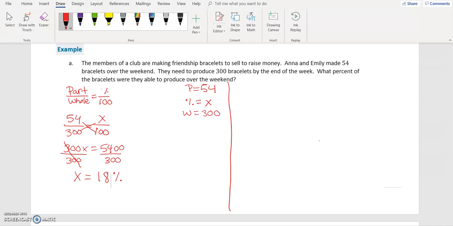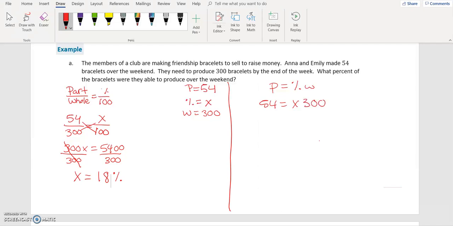Okay, so let's look at what doing it with the formula looks like. So first of all, our formula, we're always going to start with that: part is equal to percent times whole. So our part is 54, is equal to the percent, which is what we didn't know, so we're going to do it as X, and then the whole, which was 300, and we're multiplying those things.